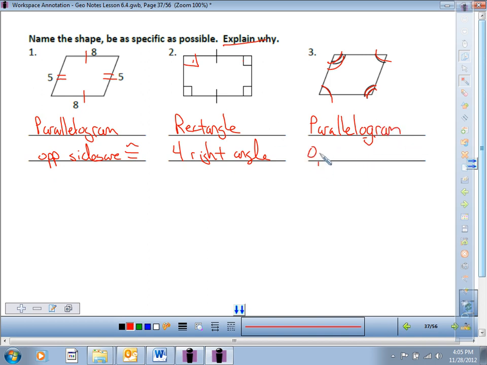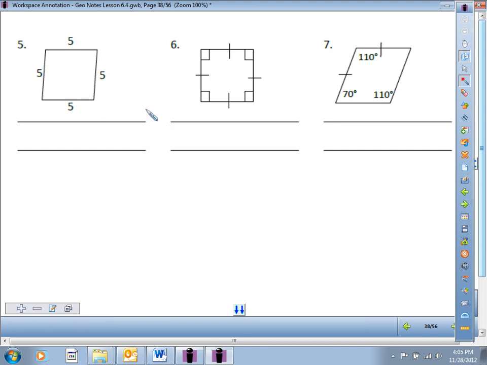Explanation-wise, we're going to say opposite angles are congruent. Next set, notice I skipped 4, we'll go to number 5. Number 5, what we have is we know that all four sides are 5. Well, if you look at your shape, what's the property that states that all four sides are congruent? Well, it's a quadrilateral, it's a parallelogram, it's a rhombus.